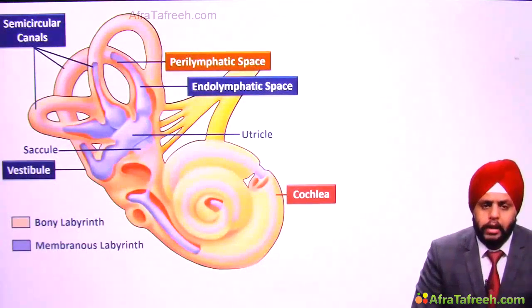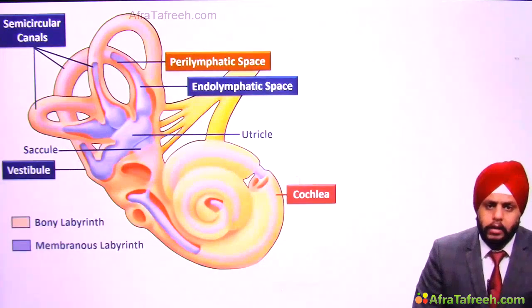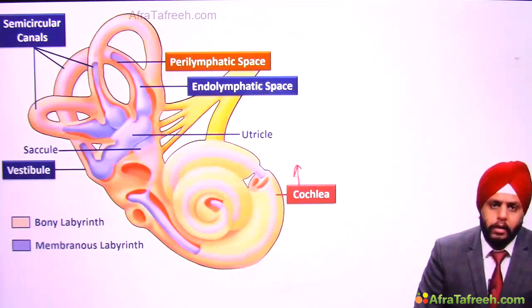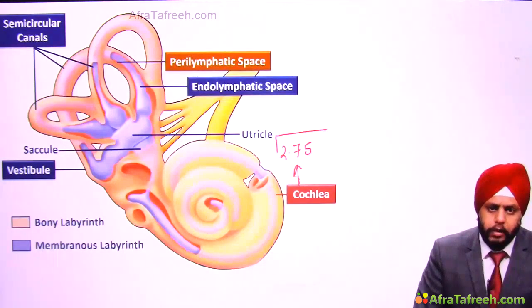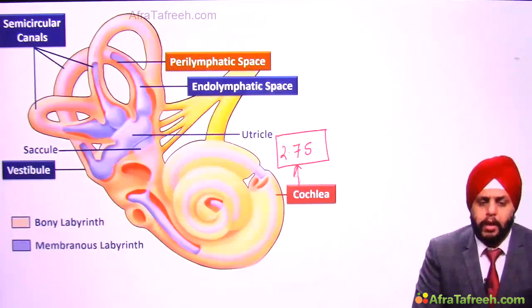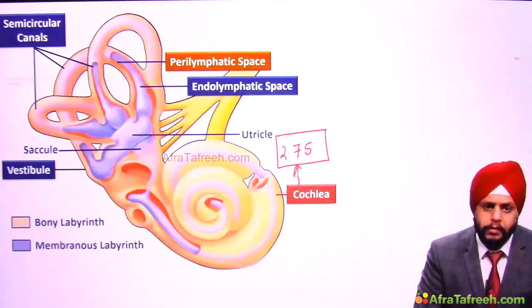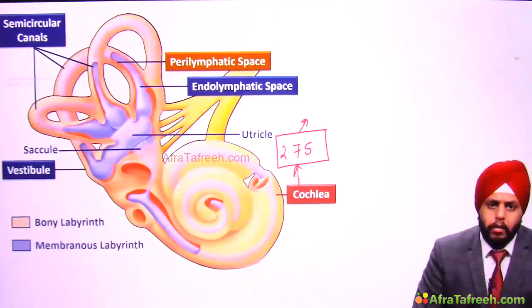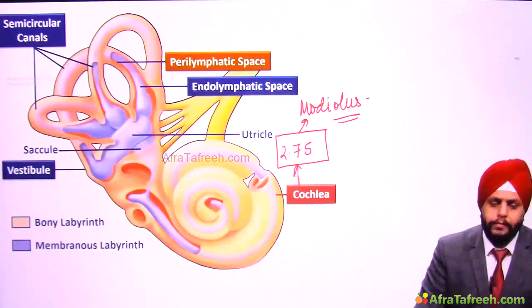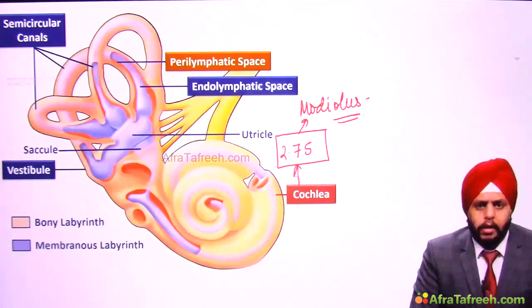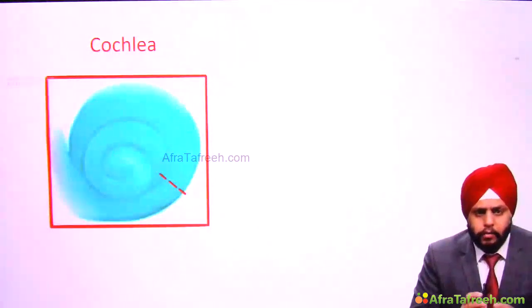We know that the anterior part is the cochlea, and this cochlea is a bony structure which is a spiral structure having 2.75 turns. Okay, so this bony structure has spiral turns. How many? 2.75 turns around a central bony axis which is known as modiolus, right? Okay, now you see, let's do one thing.